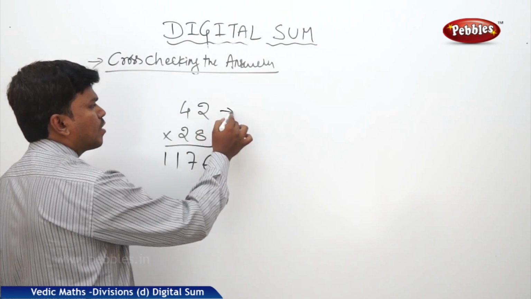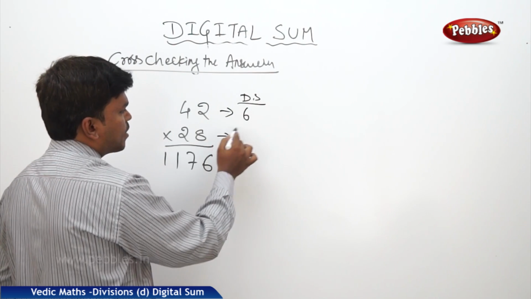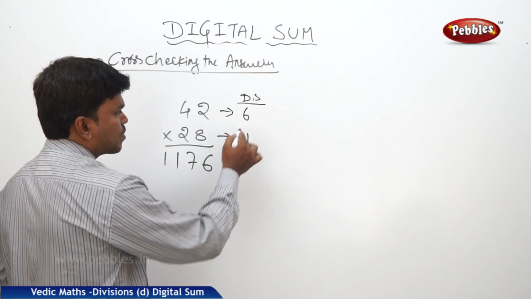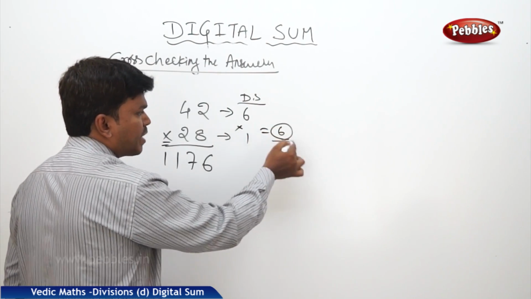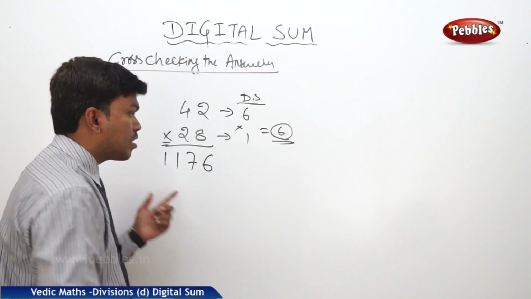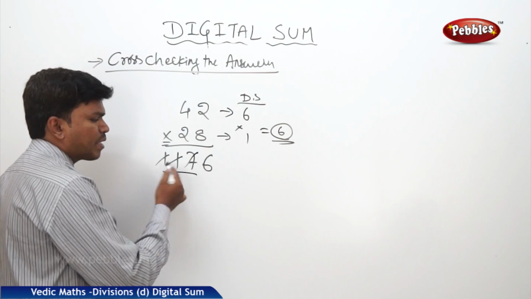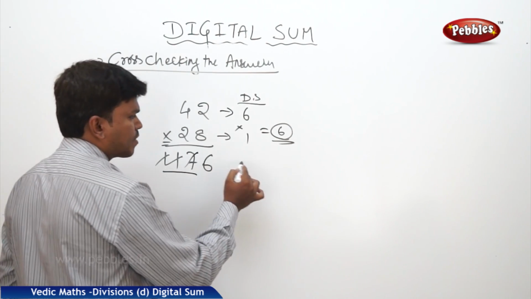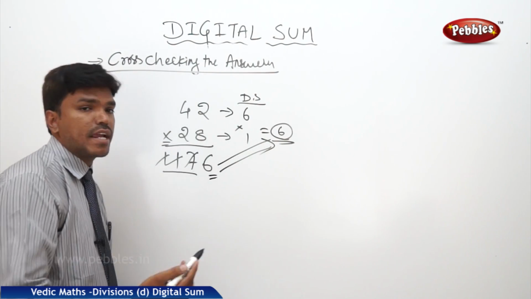Now immediately check. 42, digital sum is 6. 28, digital sum is 1. So what are we doing here? Multiplication. So 6 into 1 is 6. That means your answer's digital sum should be 6, otherwise it is wrong. In the answer, 7 and 2 you can cancel, because they add up to 9. So finally 6 is my digital sum. It is matching, so my answer is right.